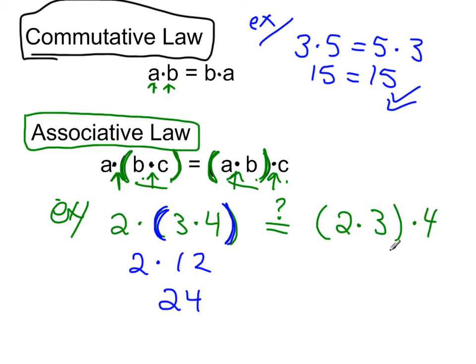Now let's go over to the other side. So we're looking at the right-hand side. We have 2 times 3. That's what we're going to do first because it's in parentheses. 2 times 3 is 6. And 6 times 4 is in fact 24 as well. And 24 equals 24, so it checks out. That is the associative law, telling us in any order we can do it.